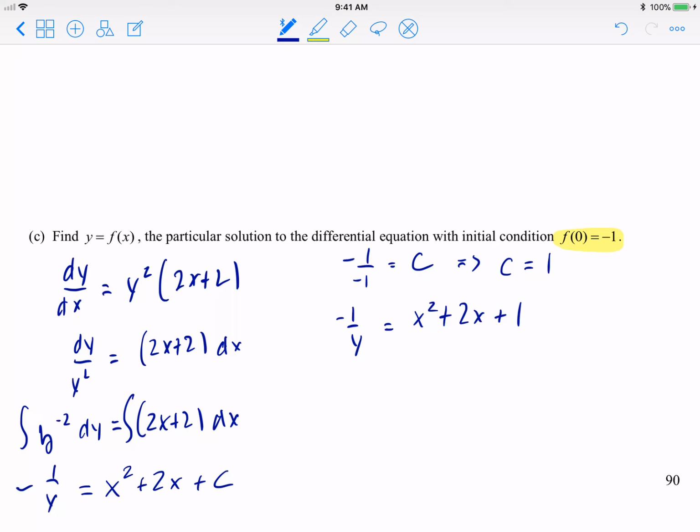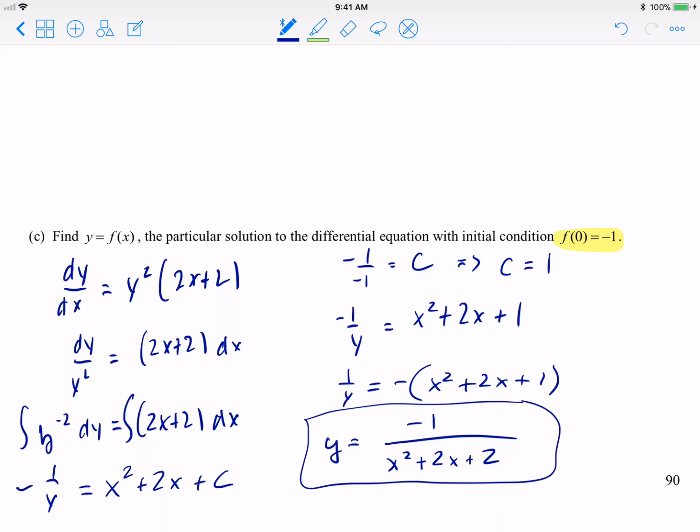The first thing that I need to do is get rid of the negative sign. So I'm going to make this 1 over y is equal to -x squared plus 2x plus 1. And then to get y by itself, so that it says just y and not 1 over y, we're going to take the reciprocal. So y equals -1 over x squared plus 2x plus 2. And obviously there are several different ways that you could write the answer to that. This is just one possible way, but any way that is mathematically equivalent to what I boxed here is going to be just fine.